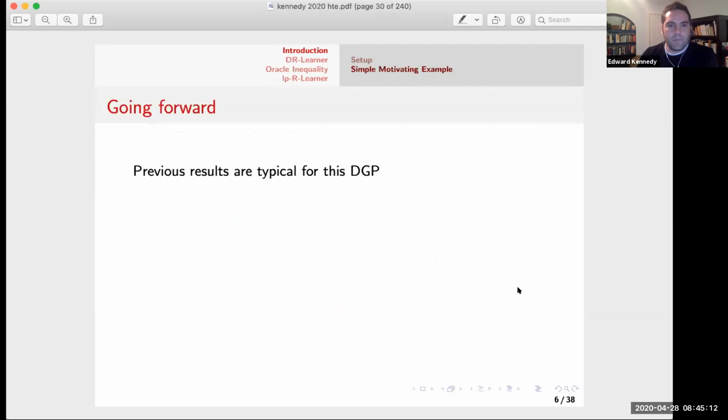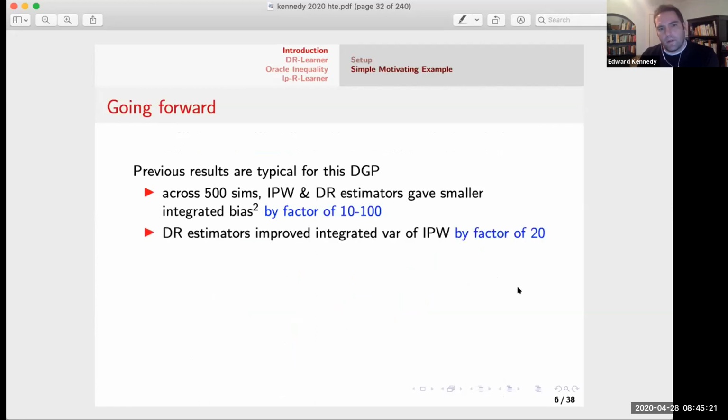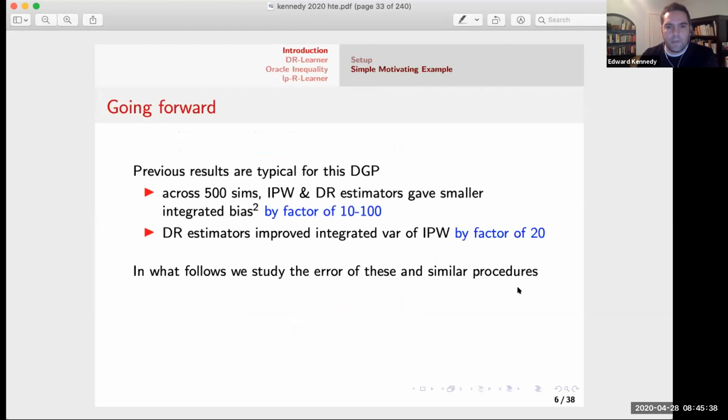And so this was just one representative simulation, but this is the general story you see across hundreds of simulations. So for this data generating process, you see improvements in bias, which are just massive over the plug-in because the regression functions are hard to estimate. And these doubly robust estimators that I'll talk about in a bit can improve the variance as well by a huge amount.